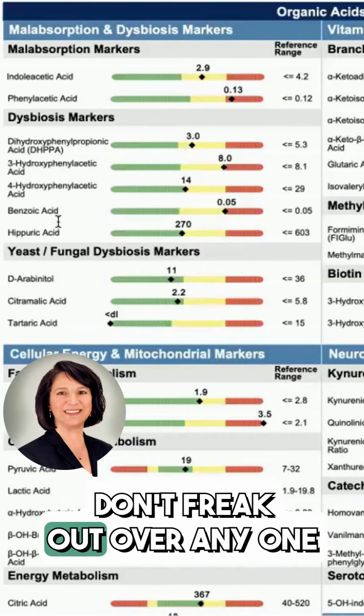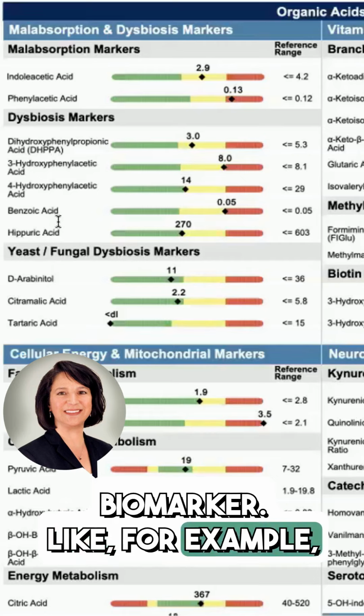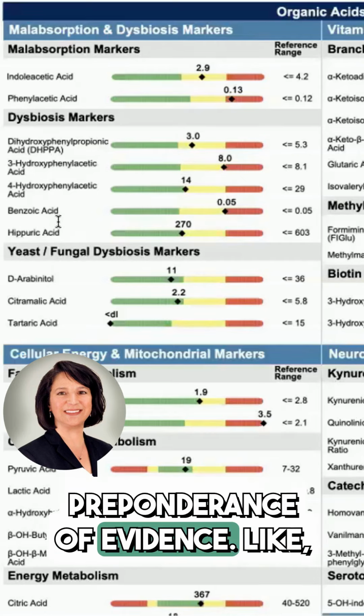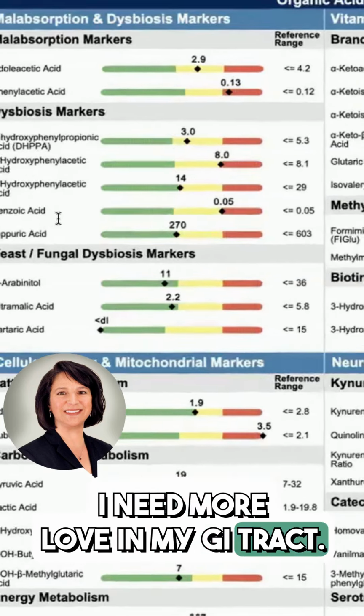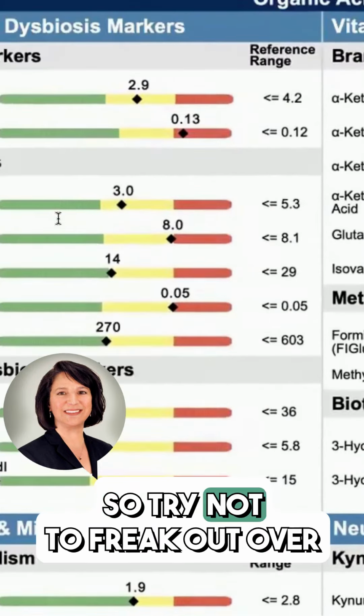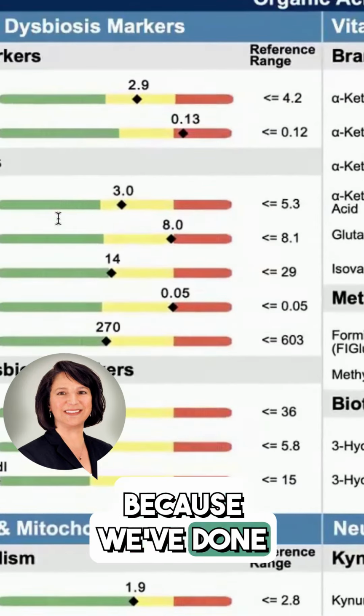And I would say don't freak out over any one biomarker. For example, in this section, you're looking for the preponderance of evidence. Like, oh, I need more love in my GI tract. I need to figure out what's going on there. So try not to freak out over any one biomarker because we've done all the work for you.